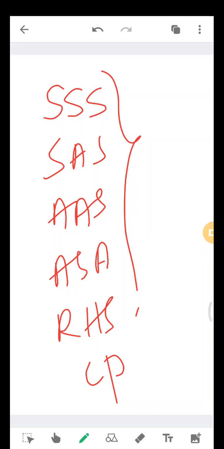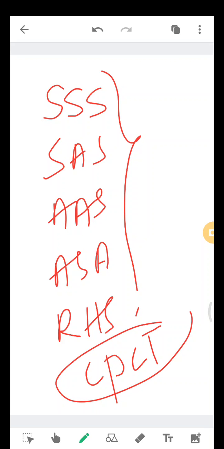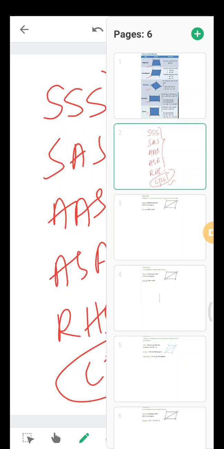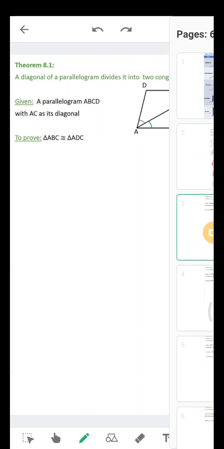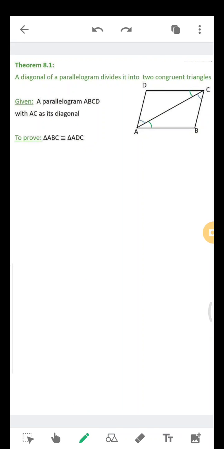Along with that, CPCT. Okay, so we applied these congruency rules and CPCT in triangles. You got a good practice of this. So recall all this. This will help you in understanding the theorems. Let's begin with the first theorem of this chapter.